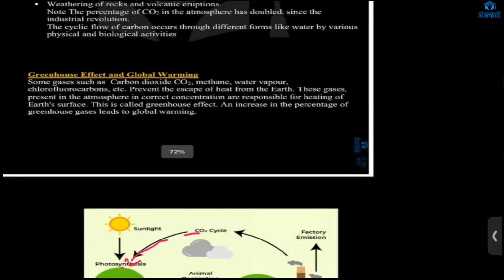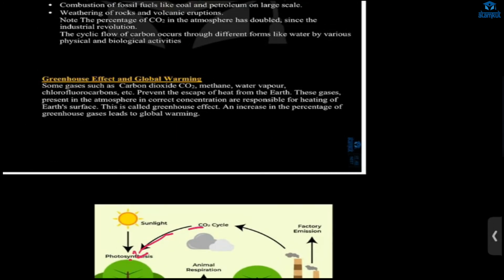Okay, now greenhouse effect, what is that? Right, the heating up of the atmosphere, Earth's atmosphere. So what happens? This carbon dioxide, right, it will absorb the heat rays, and it won't allow the heat to go outside the atmosphere. So because of that it will get hotter and hotter, it will warm the Earth. That is called greenhouse effect.